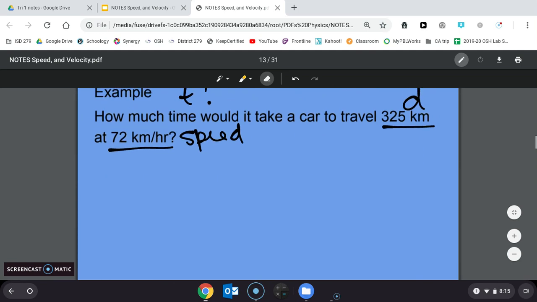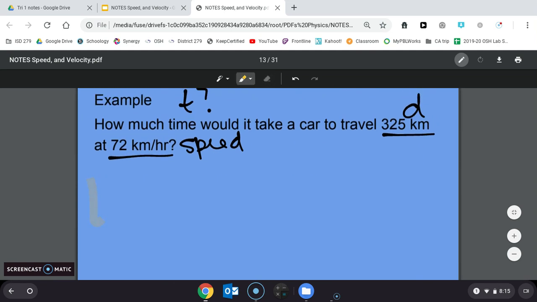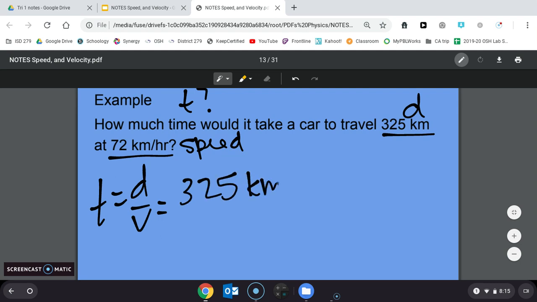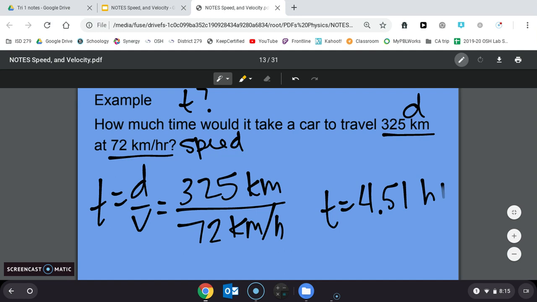And interestingly enough, if you keep in mind what we just did, time is distance over speed. My distance is 325 kilometers over 72 kilometers per hour. And just like in the last example where we rearranged after we had the numbers in, I end up doing the same math. I still take 325 kilometers divided by 72 kilometers per hour. So I still get a time of 4.51 hours.